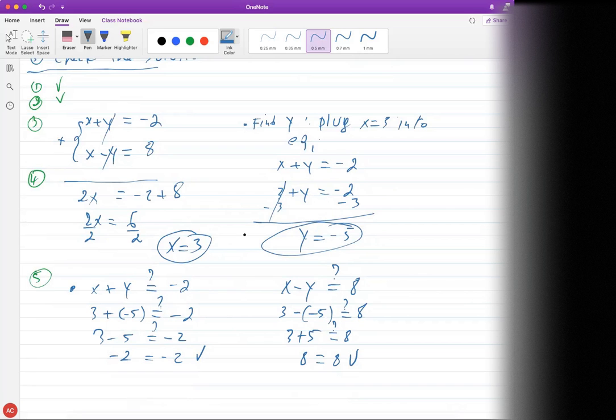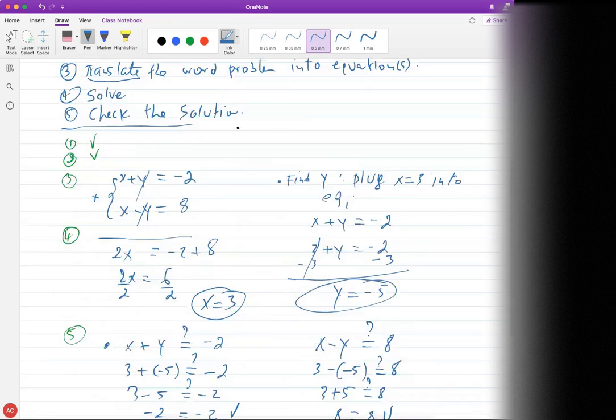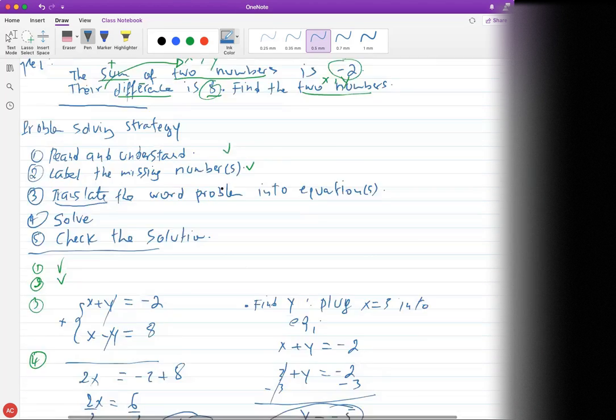Okay, so it works for both. So the numbers here are x, what was it, x is 3 and y is negative 5.